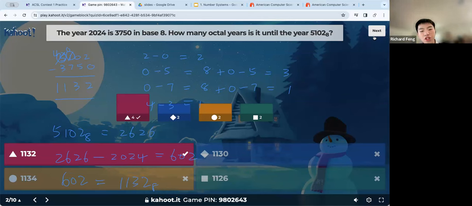Does anyone have any questions? You'll see more subtraction problems in different bases for the questions that are coming up. You can choose to do it either way. So I think if you subtract it directly in base 8, it's faster, but you have to be very careful with the carryovers. Okay, next question.